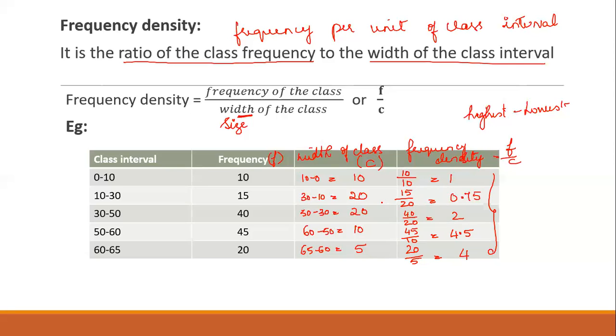Okay, and how to calculate? It is nothing but the frequency divided by the width, that is, you need to take the size of a particular class interval. You must know the size of a class interval. What is the size of that particular class? That has to be divided, the frequency has to be divided by the width. That will give you the frequency density, that is, per unit of the class interval.